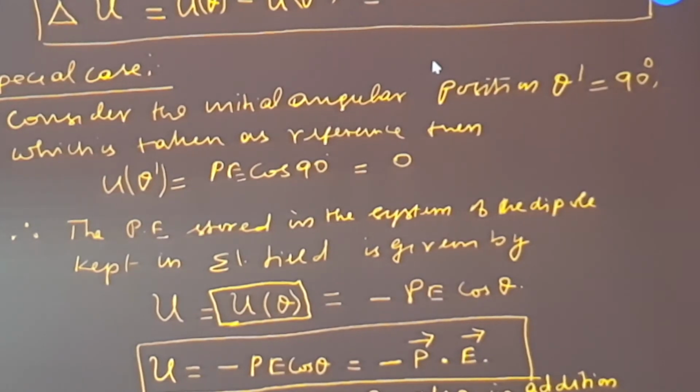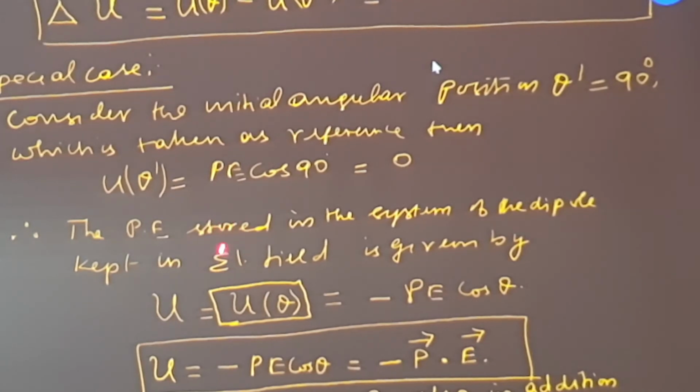What am I going to consider? Consider the initial angular position θ' equal to 90 degrees. That is, when you consider the dipole inside the uniform electric field, it is placed perpendicular to the electric field. Then only θ' is equal to 90 degrees. You take that position as the reference position. Then when it is rotated, U of θ' is equal to PE into cos 90, which is equal to 0. So the initial potential energy becomes 0.